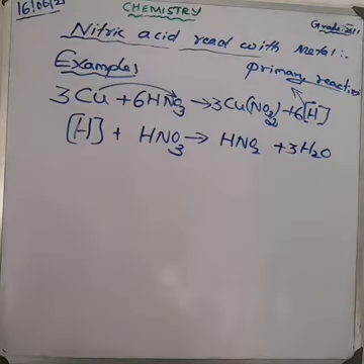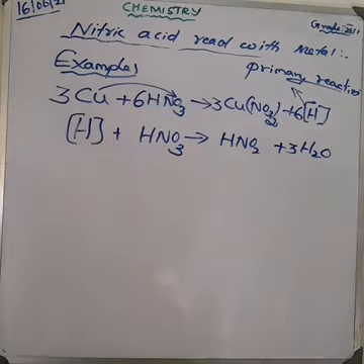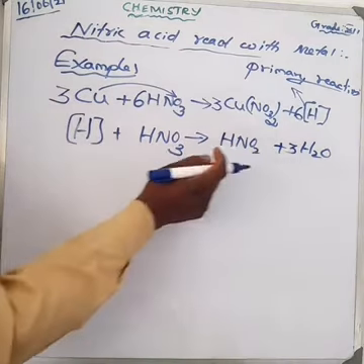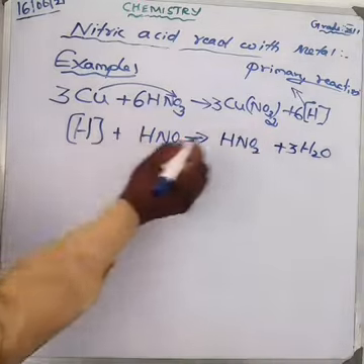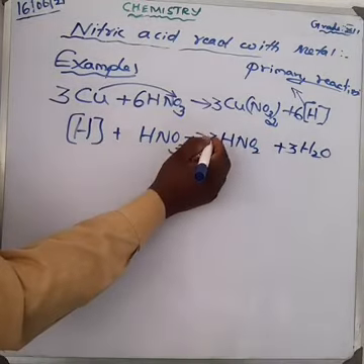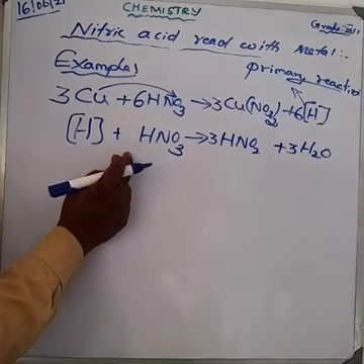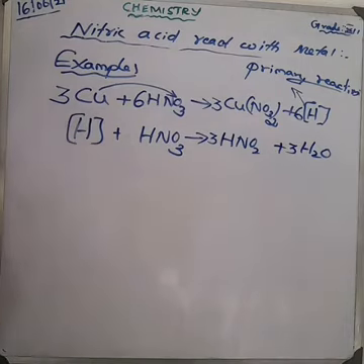So first you have to make it 3 nitric acid, which means 3 times 3 is 9. Yes or no? 3 3s are 9. And here the water molecules are 3. The remaining 6 is needed. Am I right? So 3 into 2 is equal to 6 nitrous acid. Okay, now the oxygen is balanced.